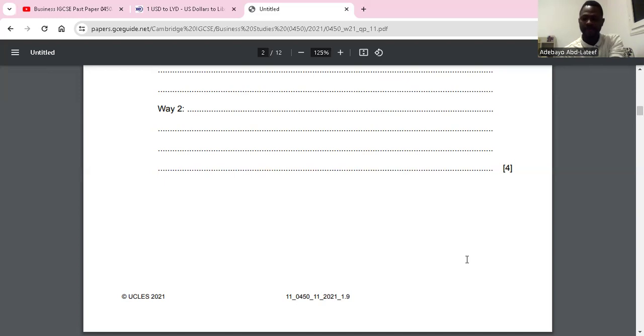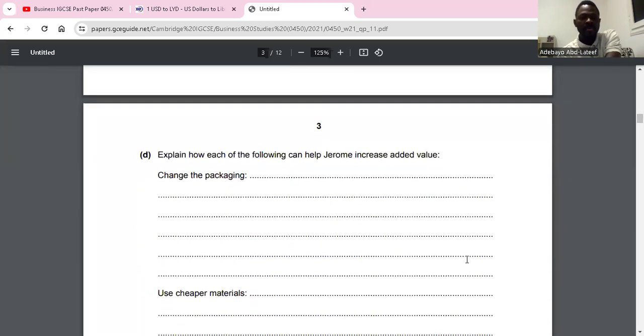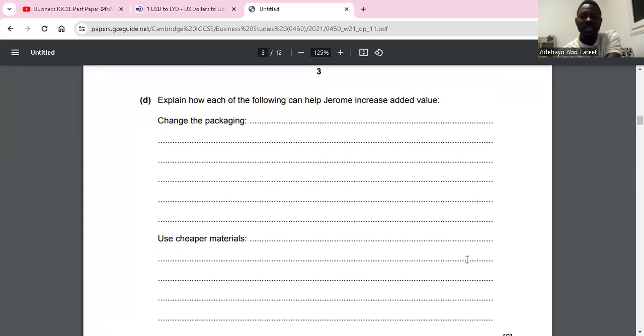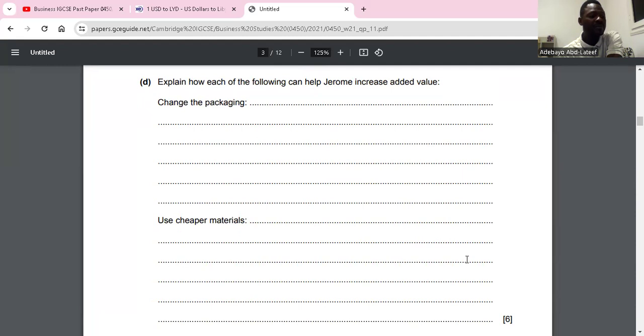Question D. Explain how each of the following can help you increase added value. Change the packaging. Changing the packaging allows customers to perceive the product as a new product. And if customers perceive the product as new, they might be prepared to pay a higher price for the same product. It makes them feel like they can pay more for that product.